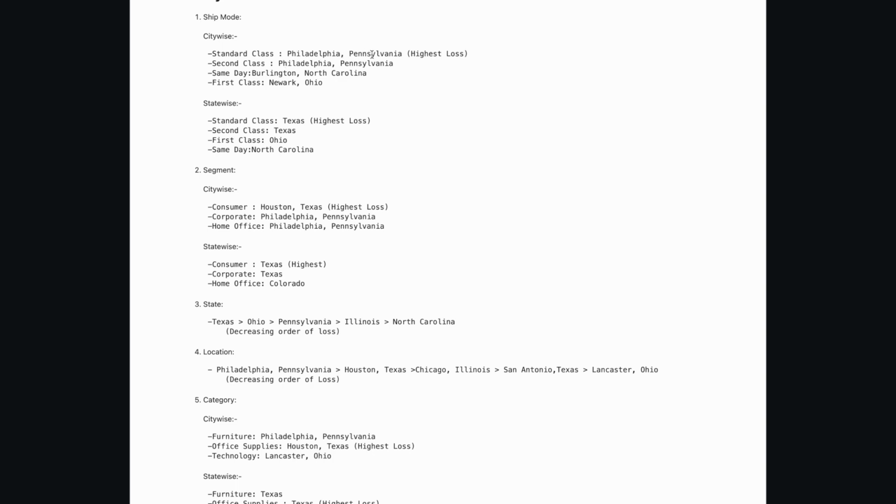And moving on, we will find a similarity between all these things, and that is the cities that we need to really focus on are Philadelphia, Houston, Burlington, and Chicago. And the states that we need to focus on are Texas, North Carolina, Ohio, and Colorado. And the state that leads to maximum loss is Texas, and the city that leads to maximum loss is Philadelphia.